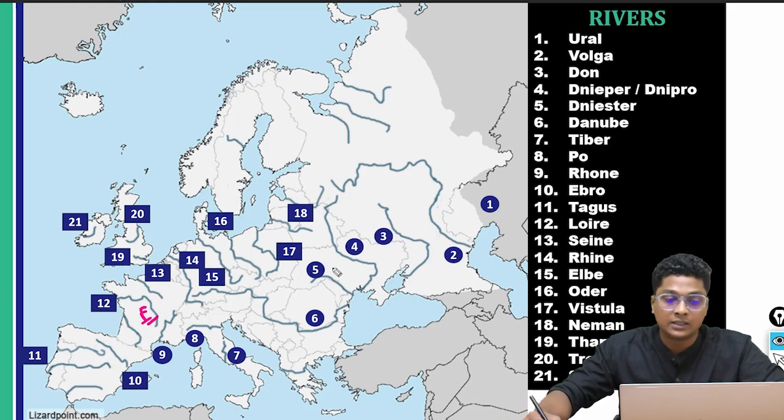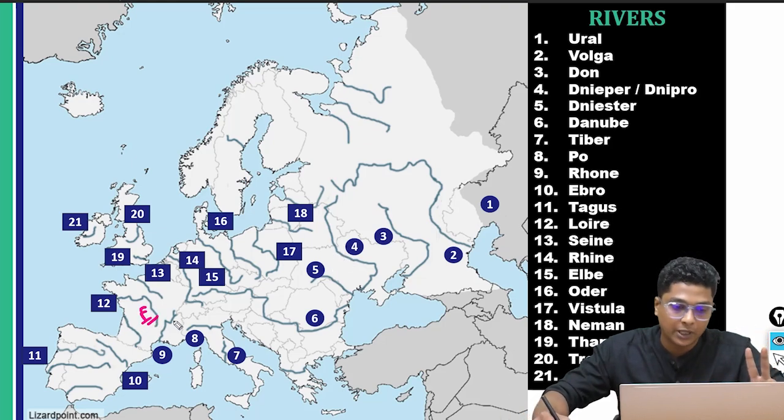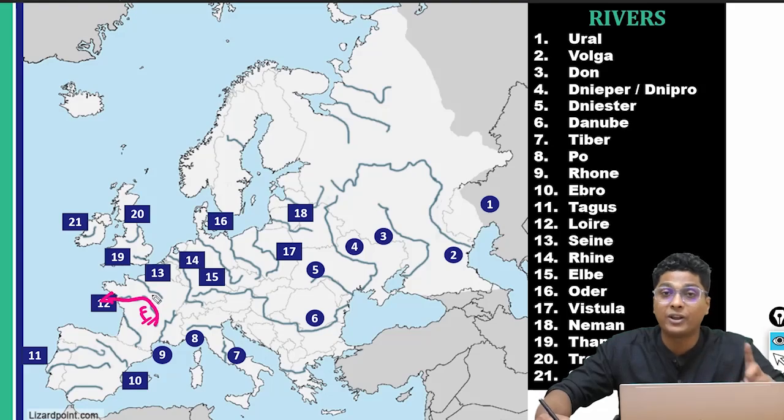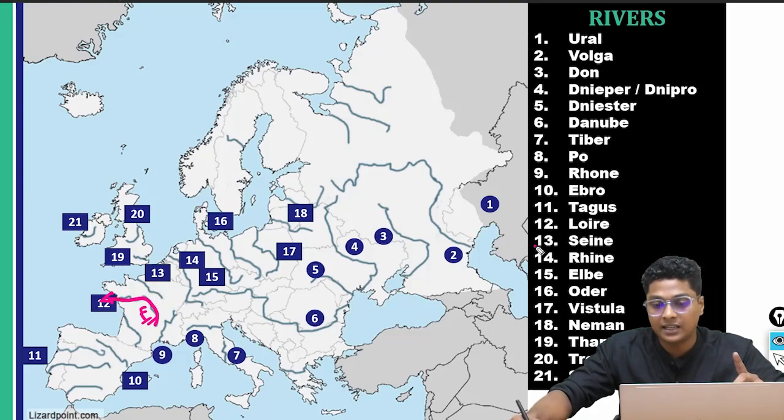Here we have France. Two rivers that are very important that you should be remembering. The one is Loire River, which is draining into the Bay of Biscay. Another river, River Seine. River Seine is draining through Paris.